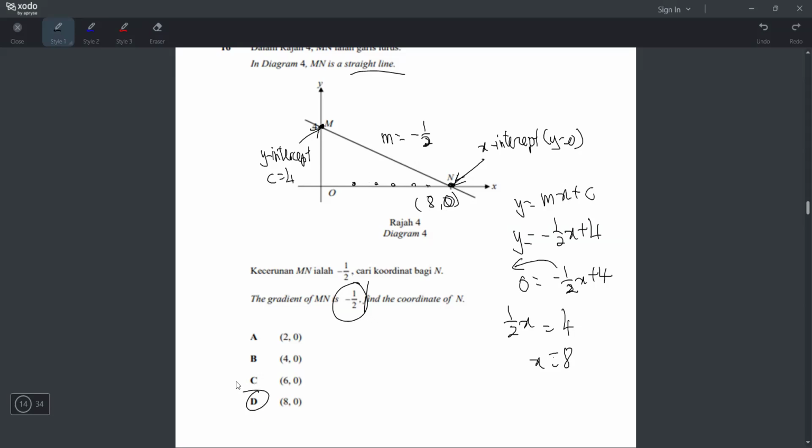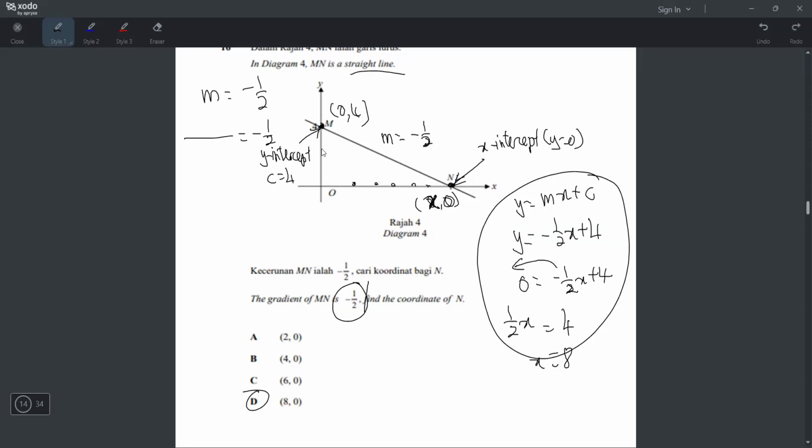Okay, done. Let me explain another method. There's another method to do this question. If you don't want to do it like that, you can also do it differently, by using the gradient formula. So the gradient is negative 1 over 2, right? So what's the formula for gradient? y minus y over x minus x. But since you don't know the x coordinate here, you just call it x. But you know the coordinate here, which is (0, 4). Why is the x coordinate 0? Because this is the y-intercept, so the x coordinate would be 0. Then you use the gradient formula, y minus y over x minus x. So it becomes 0 minus 4, sorry, y minus y: 0 minus 4 over x minus 0.